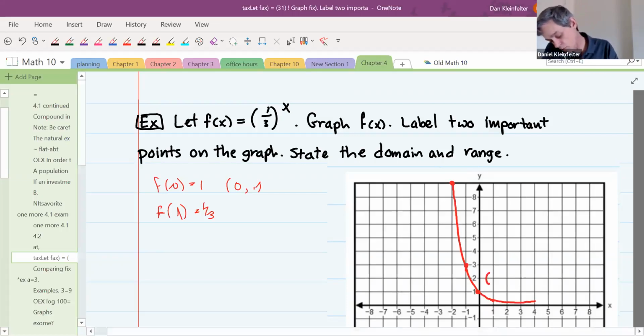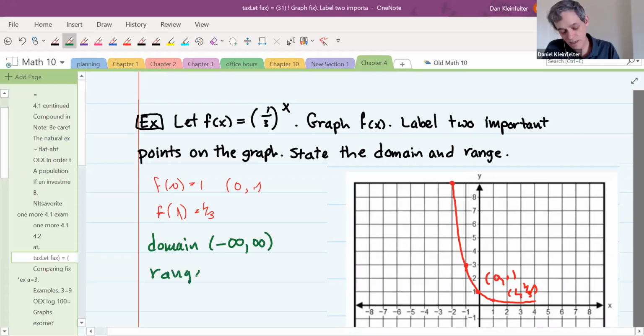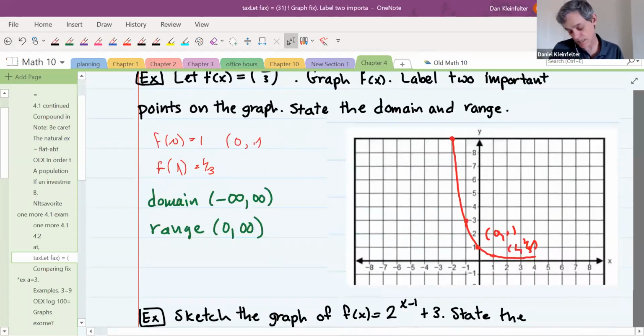So we'll label our 2 important points as 0, 1, and then 1, 1/3. And then we needed to state the domain and range. So let's do that. So the domain is all real numbers. That should be easy points. The range here is going to be 0 to infinity. All right, so there's one example of a decreasing function.